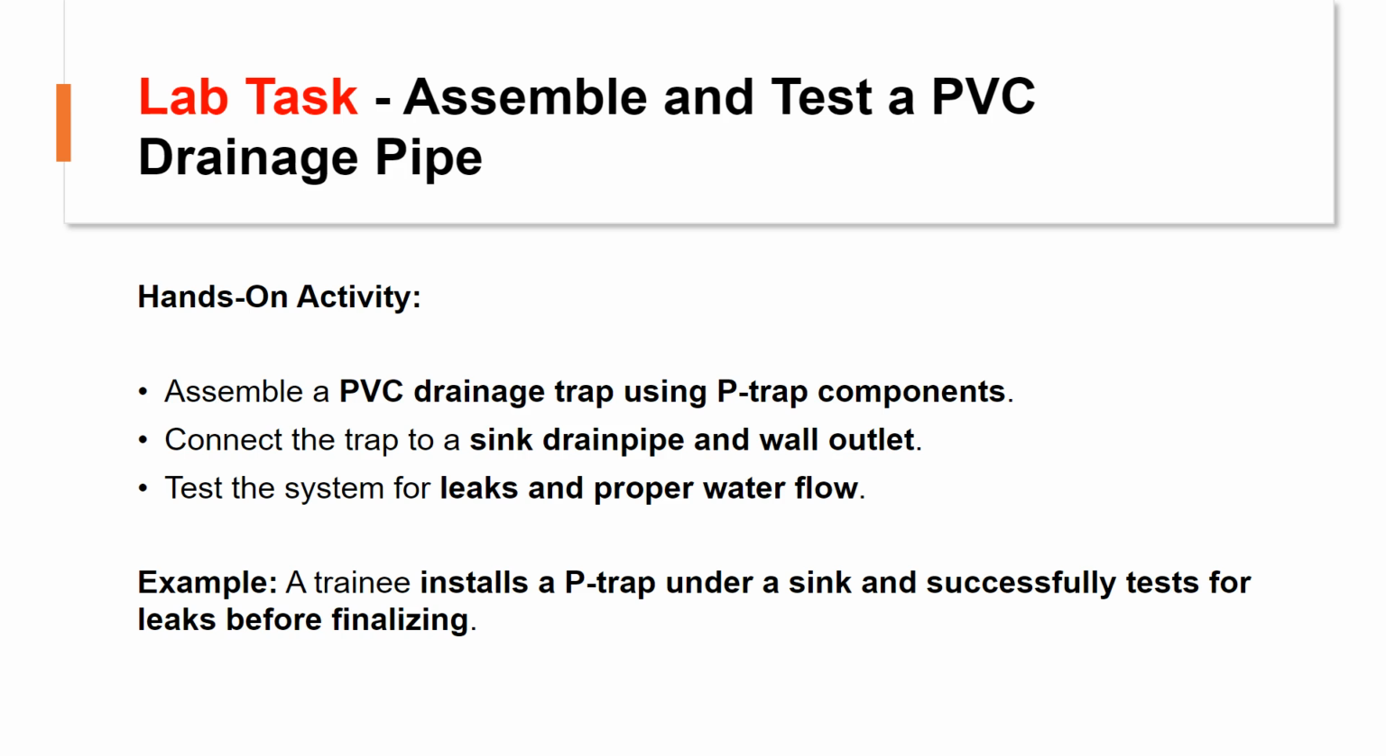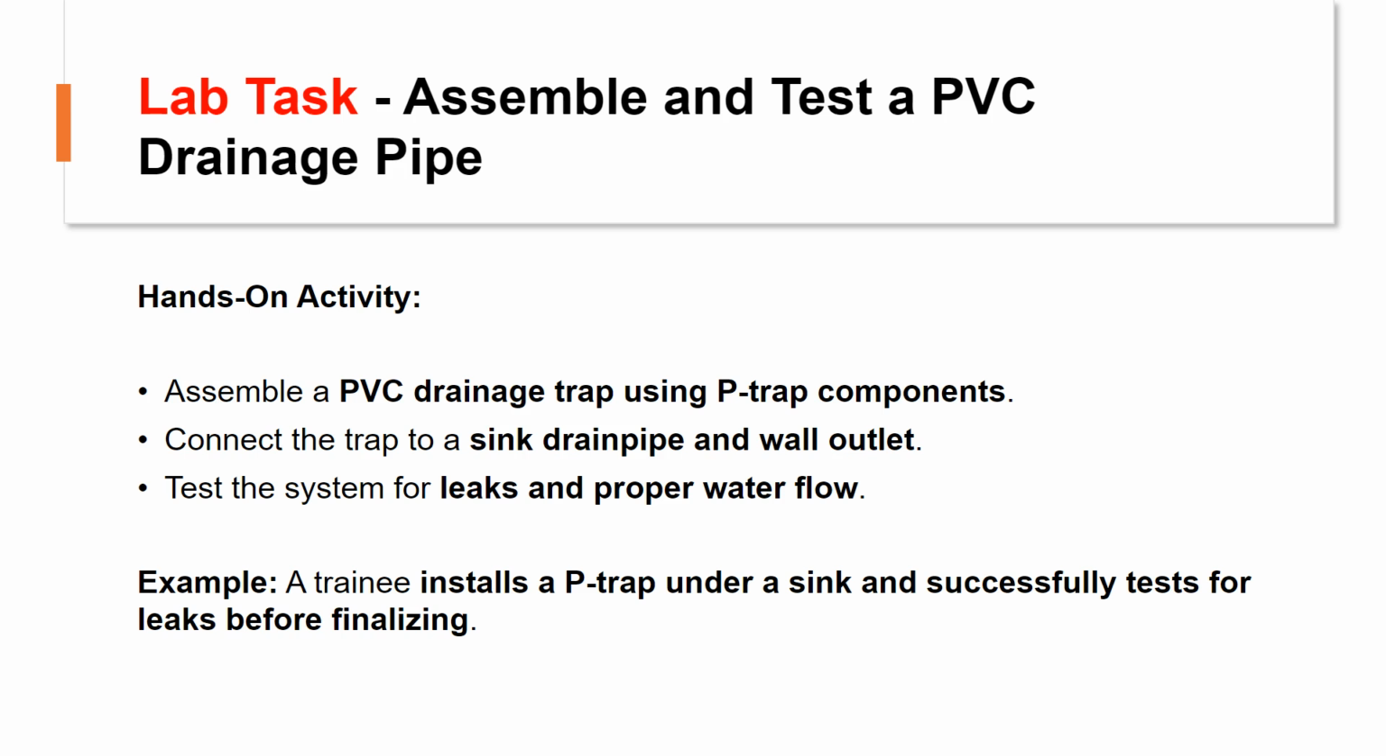This lab task will test your ability to assemble and test a complete PVC drainage pipe setup. You've learned the theory. You've seen the process. Now it's time to get your hands on the tools and show what you can do. Your task. 1. Plan the layout. Mark out where the drainage pipe will run, from the fixture outlet to the wall or floor drain. Ensure proper slope is maintained.